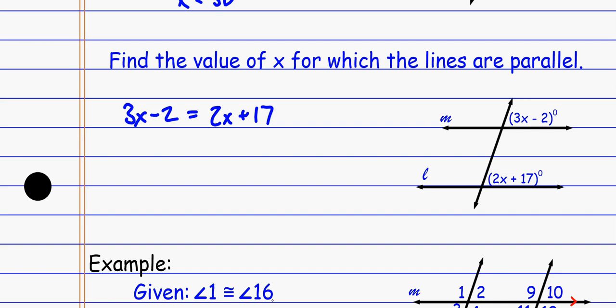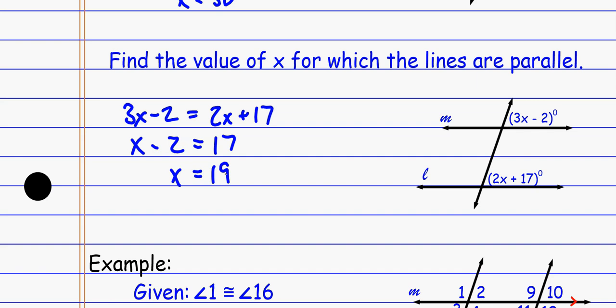So now here I subtract the 2x from each side. I add the 2. Done and done. All right? And I'm not saying that x equals 19. I'm saying if x equals 19, then that would make these lines parallel. Okay? It's the same work, but we state the question, we state the answer in a slightly different way.